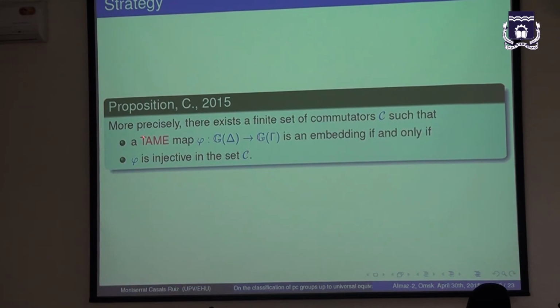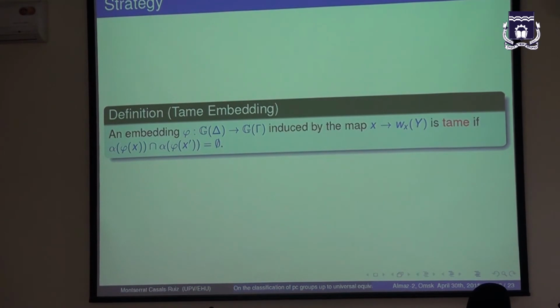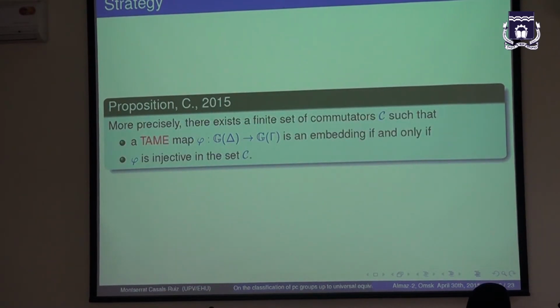So if you give me the fact that a tame map is an embedding is controlled by a finite set of commutators. So the images of generators have disjoint supports. No letters in common in the image. If a letter appears in the image of a generator, this letter does not appear in the others. So under these conditions, then it's true that a finite set of commutators controls the fact that something is an embedding.